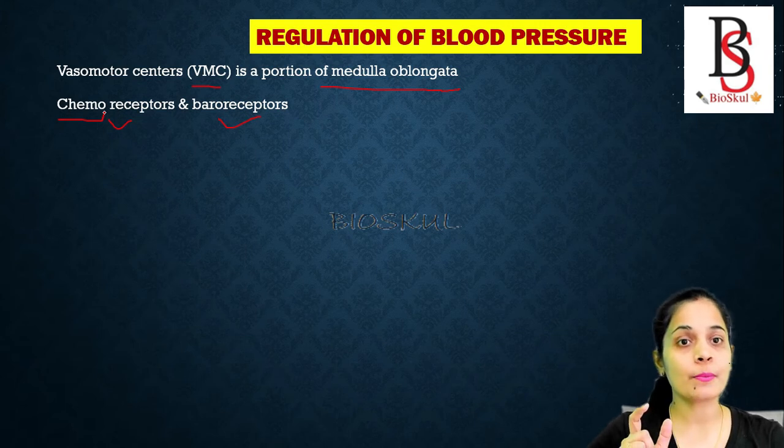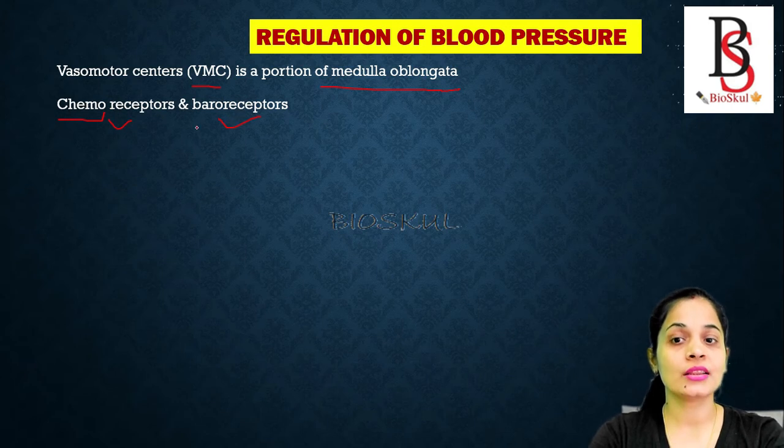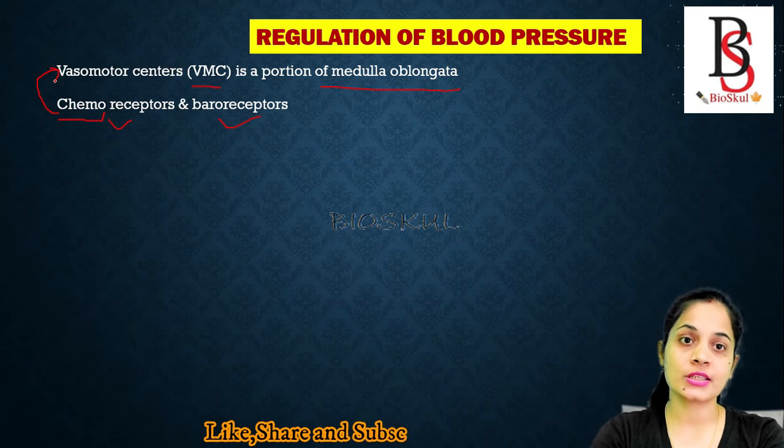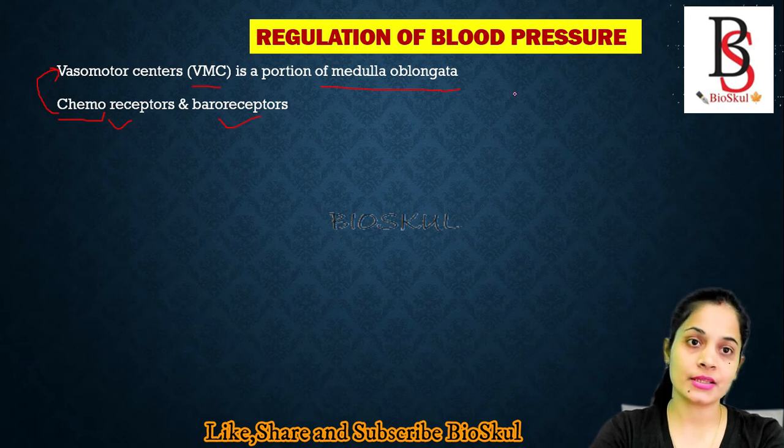Baroreceptor, baro means pressure. If there is any change in the pressure in the blood vessel, that will be detected by the baroreceptor, and both these receptors give the impulse to the vasomotor center, which is present in the medulla oblongata, and it will then regulate the blood pressure by sympathetic and parasympathetic nerves.